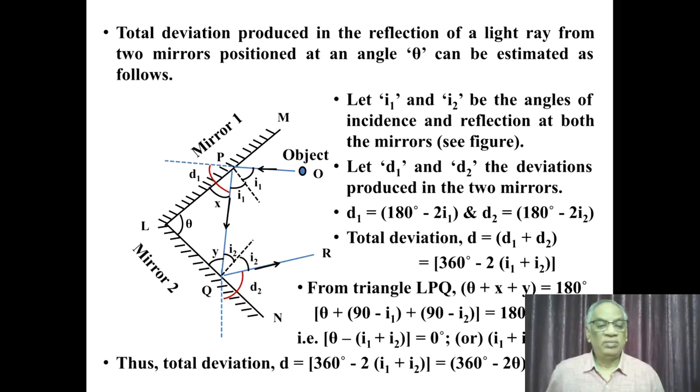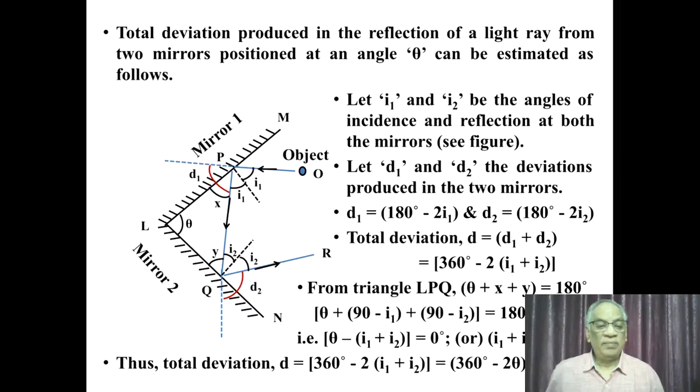From triangle LPQ, theta plus x plus y is equal to 180 degrees. That is, theta plus x is equal to 90 minus I1, y is equal to 90 minus I2. So theta plus 90 minus I1 plus 90 minus I2 is equal to 180 degrees. If we simplify that, I1 plus I2 is equal to theta, that is the angle of inclination. Thus total deviation D is equal to 360 degrees minus twice of (I1 plus I2), which becomes 360 degrees minus 2 theta.